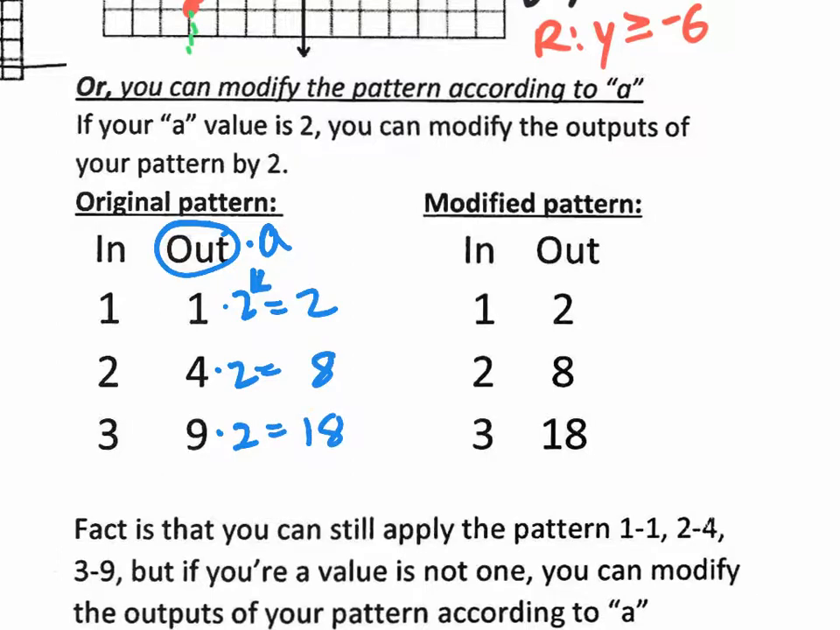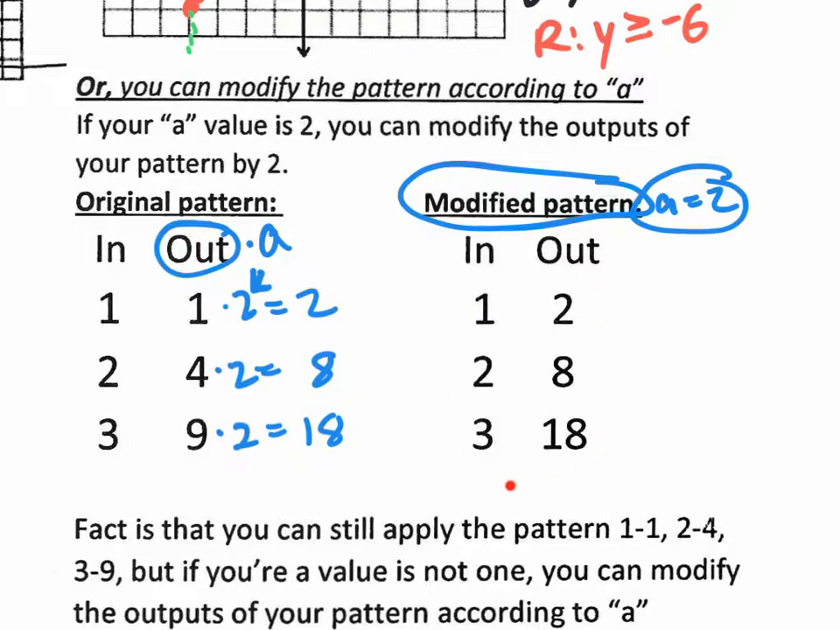So here's your new modified pattern for the a value of 2. It's not 1, 1 anymore. It's 1, 2. It's not 2, 4 anymore. It's 2, 8. It's not 3, 9 anymore. It's 3, 18. So am I saying memorize this?